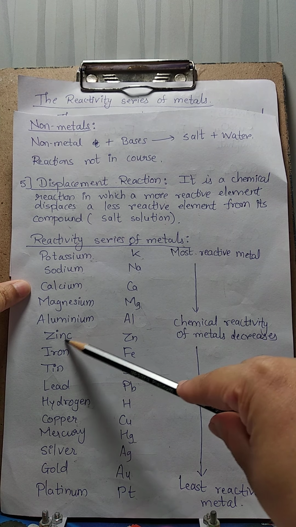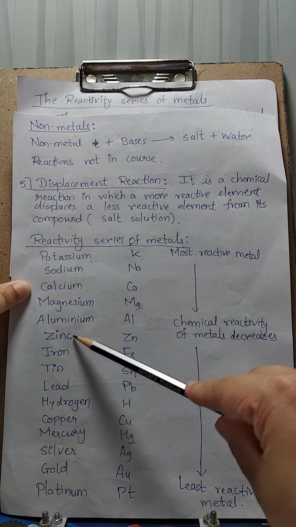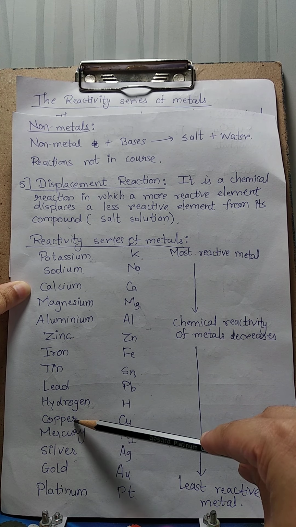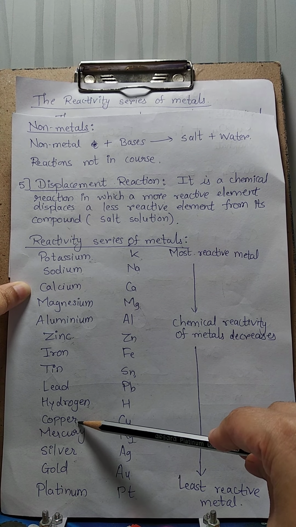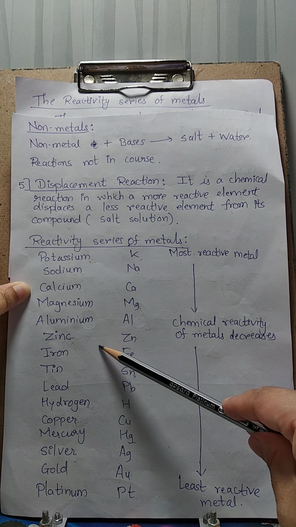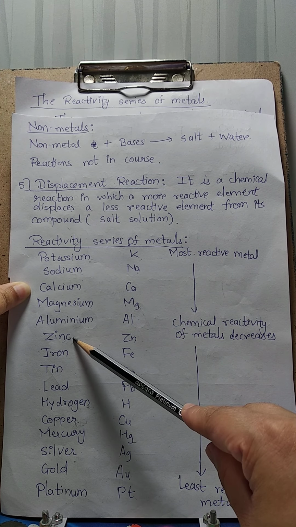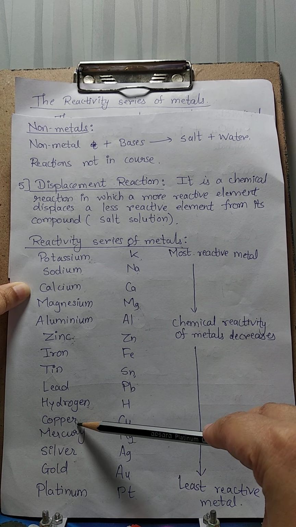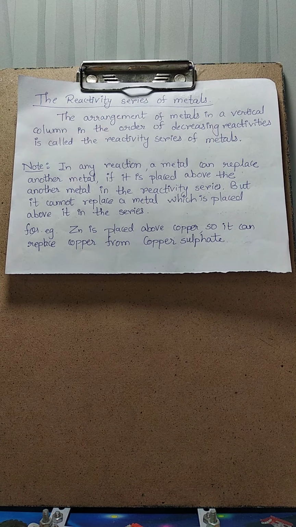Zinc is over here and copper is over here. So, zinc is more reactive than copper. That is why zinc can replace copper from the copper salt. Reverse is not possible. Copper cannot replace zinc from the zinc salt, but zinc can replace copper from the copper salt. That is the meaning. We will see a few examples, so it will become more and more clear.